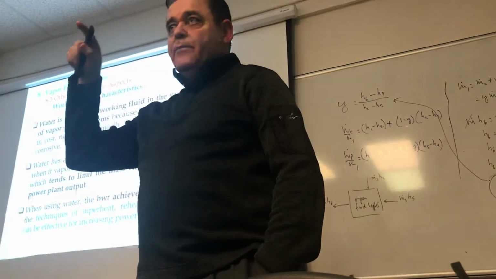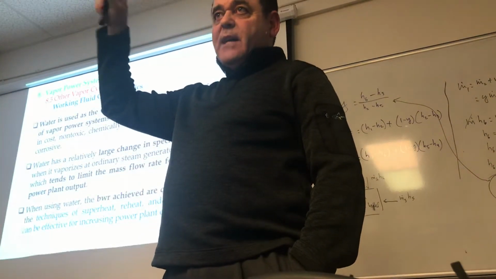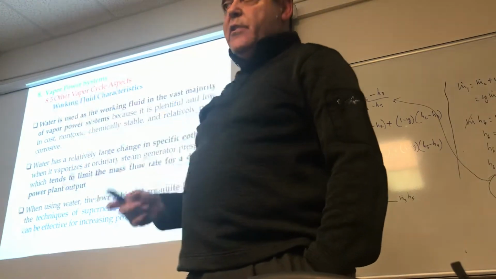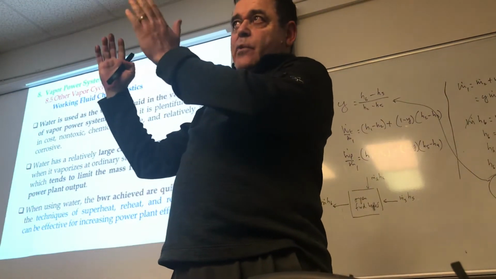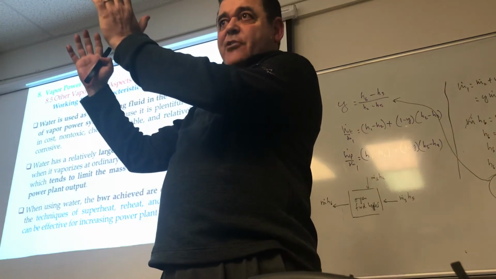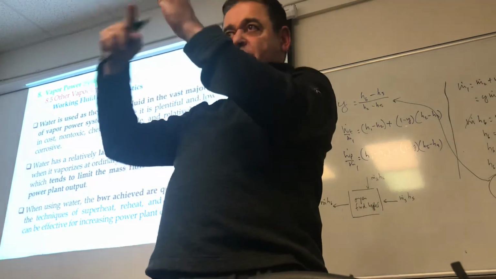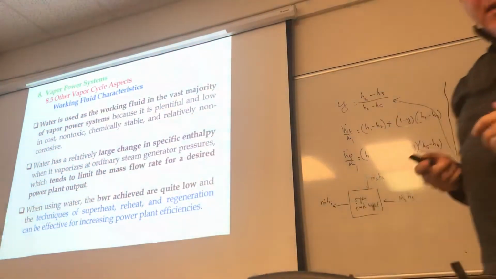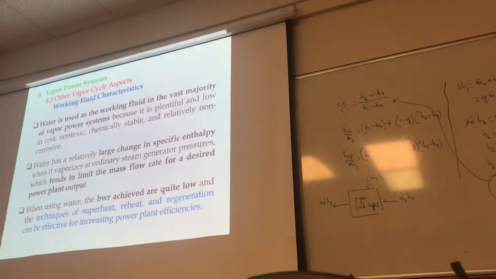W_T is equal to m dot times (h_in minus h_out), right? The h is across. So if you are using a suitable fluid that has a large delta h, you don't have to use as large an m dot to create a certain amount of work, right? As opposed to a fluid that has a low delta h, where you would have to use a large mass flow rate to compensate for that.